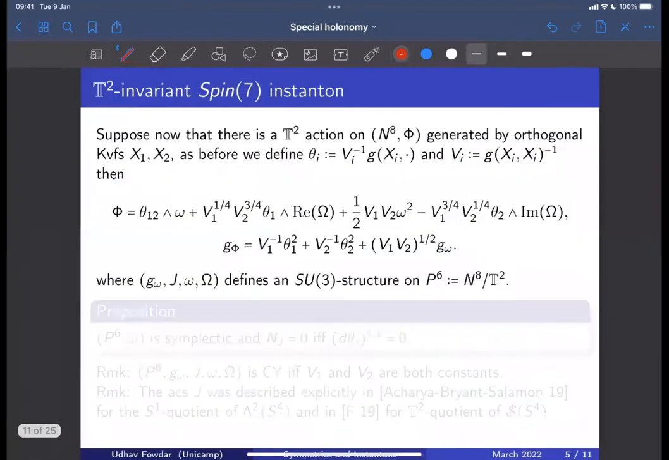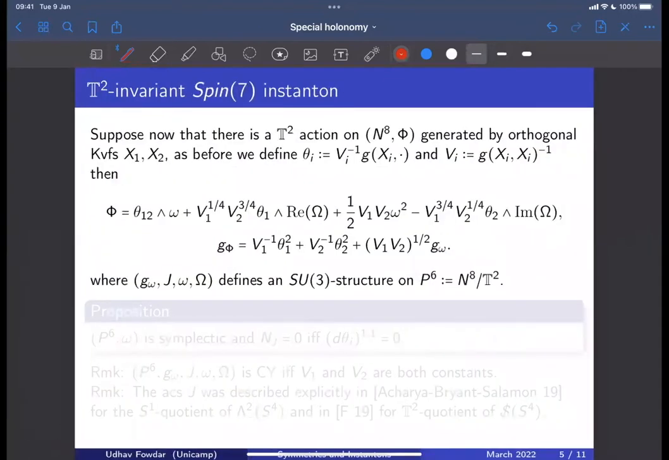Okay, so let me now consider an enhanced symmetry. So when instead of just having an S1 action, now we have a T2 acting on our Spin(7) manifold, which preserves again the 4-form. And I'll assume for simplicity that these two vector fields generating this torus action are in fact orthogonal. Then, as in the previous case, we can define a connection form theta and the function v as before, but now we have 2 of them corresponding to each of the Killing vector fields.